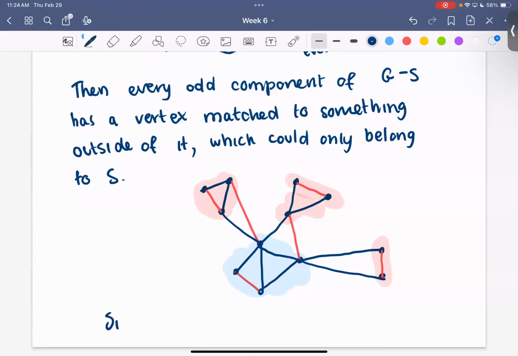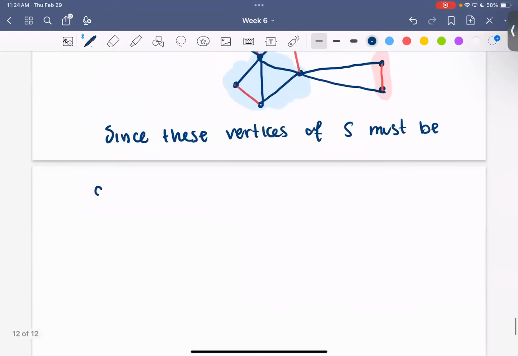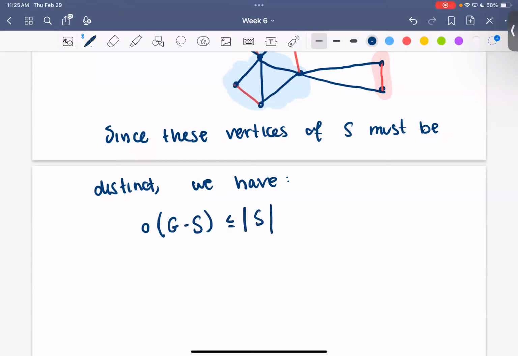So since these vertices of S must be distinct, we have an inequality. The number of odd components of G minus S has to be less than or equal to the size of S. Does that make sense? So this gives us Tutte's condition.